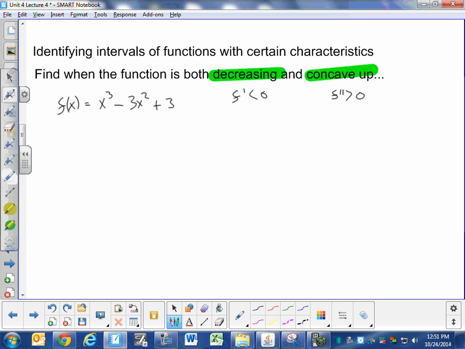We'll do that first derivative test to test for increasing and decreasing and extrema. We'll then do that second derivative test to figure out where we're concave up and concave down and where we have possible inflection points. And then we throw them on top of each other and see when we have a negative first derivative and a positive second derivative. So let's do it.